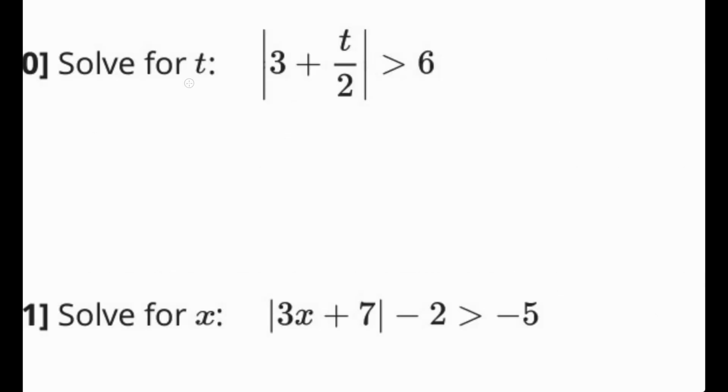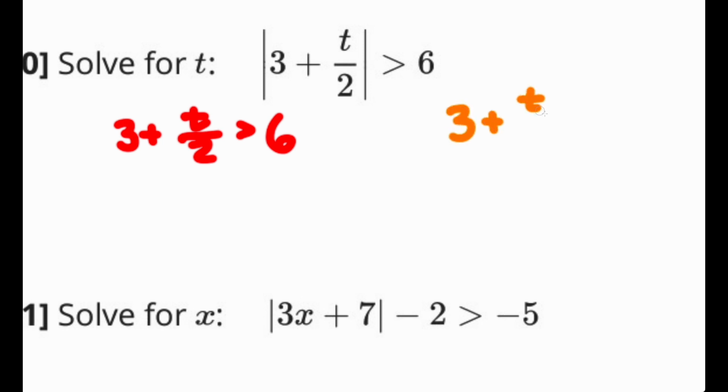It kind of makes sense if you think about it. Whatever's in there, that 3 plus t over 2, for sure it needs to be greater than 6, because when you take the absolute value of that positive value that's greater than 6, it's going to be positive again, which is greater than 6. The other side, though, it could be less than, because this one can actually be less than negative 6.